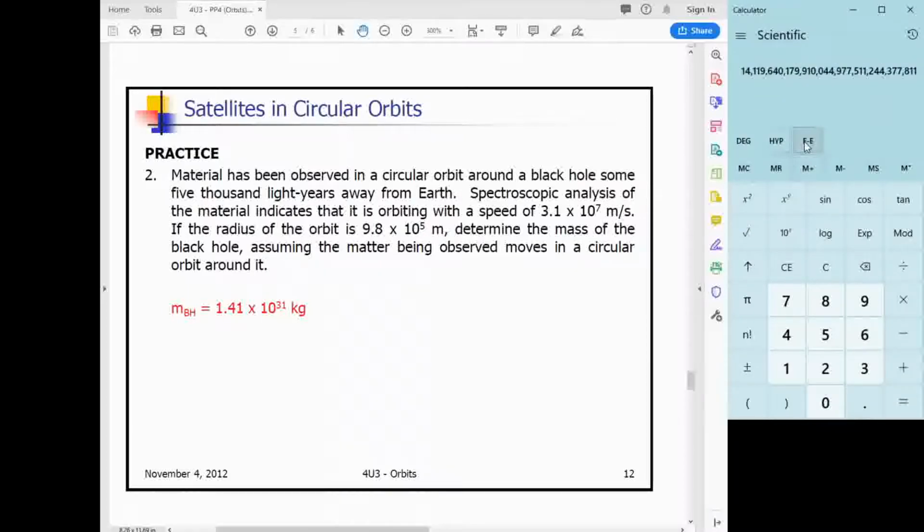We end up with a very large number here. And we actually should list this as 2 significant digits because we only have 2 significant digits. So this should be 1.4 times 10 to the 31 kilograms.